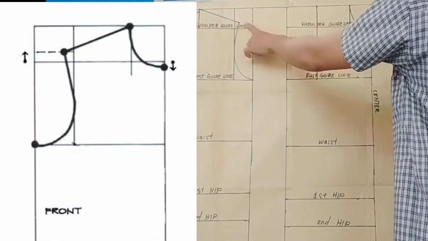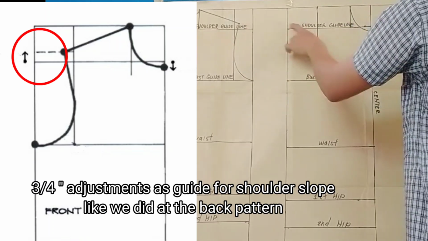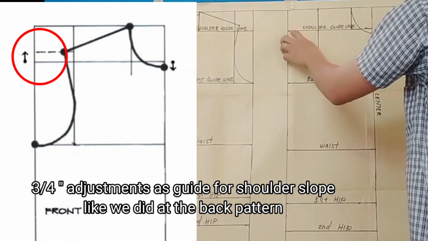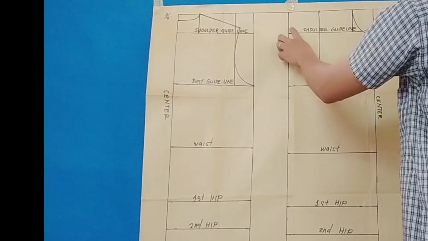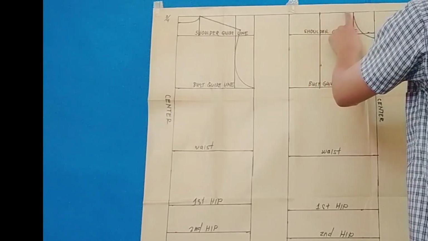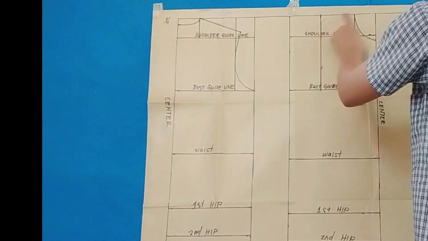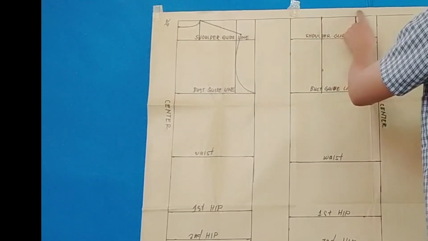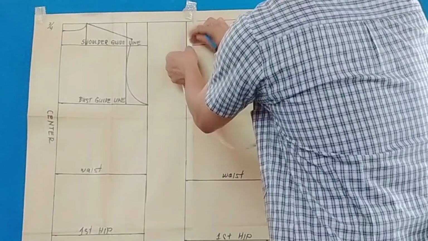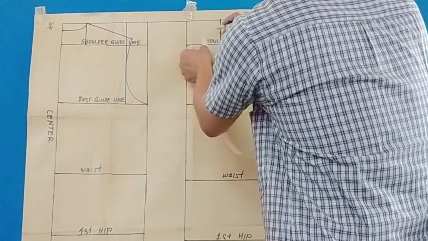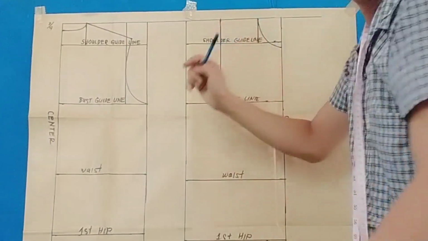natin, ang ginawa natin dito yung adjustment. Maglalagay muna tayo dito na 3/4 of an inch or 2 centimeter para maiguhit natin yung shoulder slope or mailagay natin yung shoulder width. Yung 3/4 of an inch or 2 centimeter as an imaginary line first.